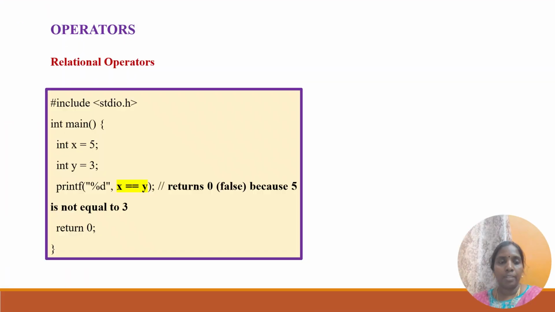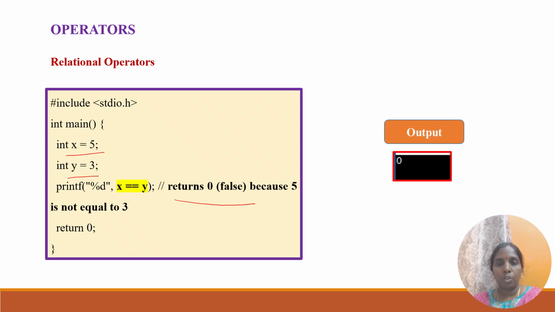This is a simple code snippet which shows you how the relational operator works. So we have used x equal to 5 in this case and y equal to 3. In this expression we have used the relational operator x equal to y, so this will return false because 5 is not equal to 3. So this expression will be printed, and the output is 0.